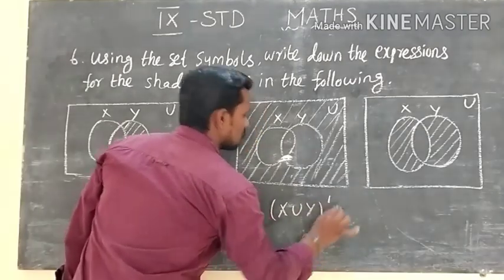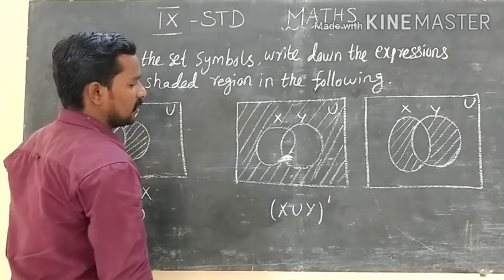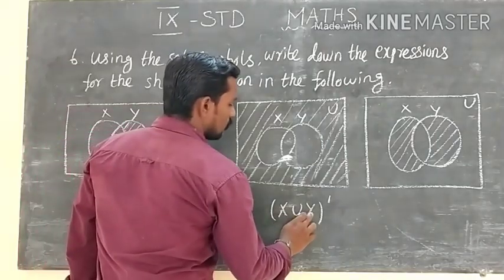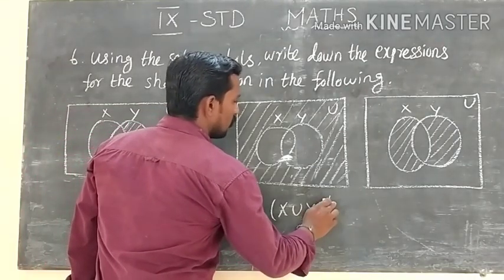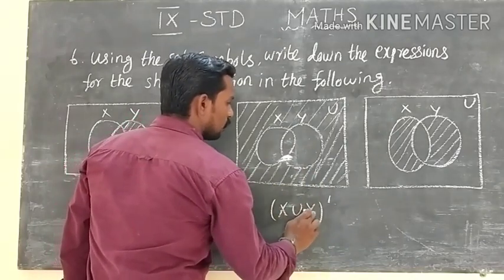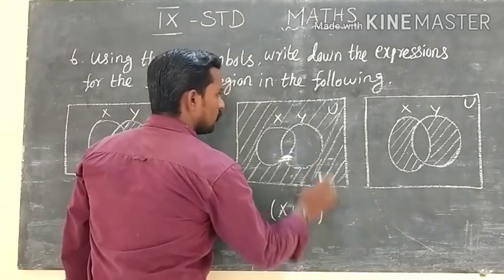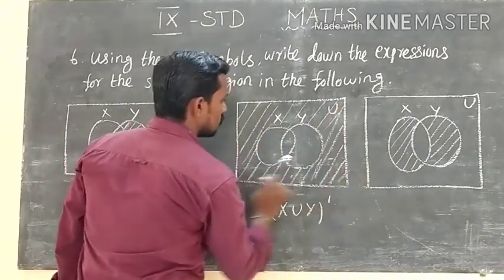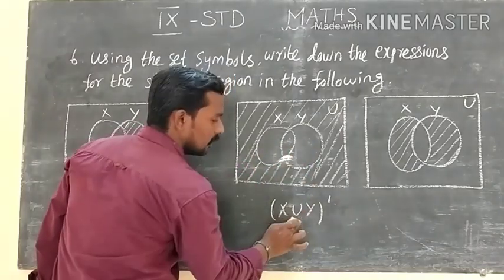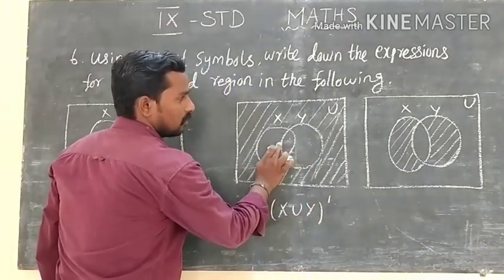Missing means the complement. So X union Y, the whole complement. Omitting the X union Y portion from the universal set. From the universal set, omit X and Y. Have you understood this one?